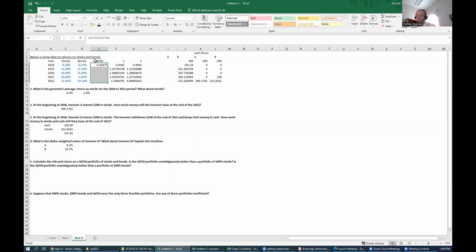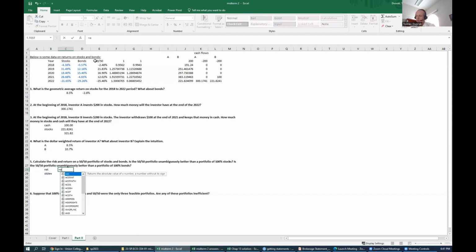Let's Control D that. Let's format it as a percent. Let's add some decimal places to it. Yeah, that makes sense. The return is in between stocks and bonds, the exact average. So we want to calculate risk and return. So how about that? Let's do return and let's do risk, STDEV.